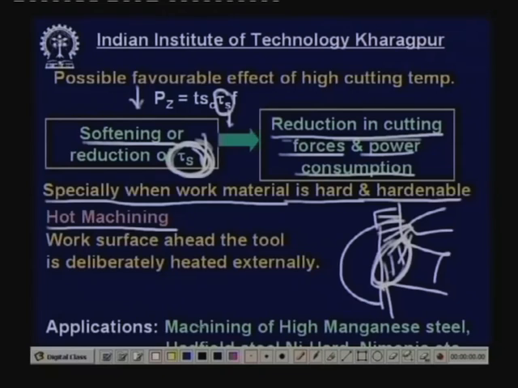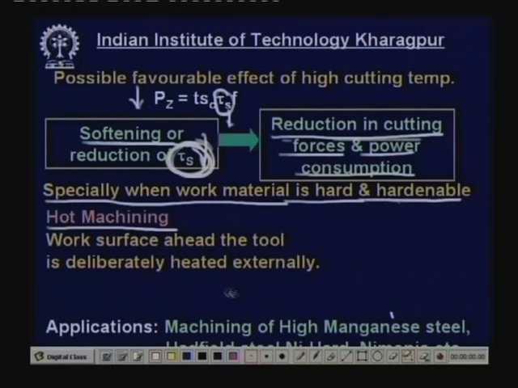Now, what are the applications? Machining of that kind of material which is very hard and becomes more hard during machining, like manganese steel, high manganese steel, hadfield steel, monel, Inconel, and so on. So, this hot machining is often very useful, but this does not give very good surface finish or accuracy. Rough machining can be easily conducted by hot machining, and this is preferred for such kind of material.